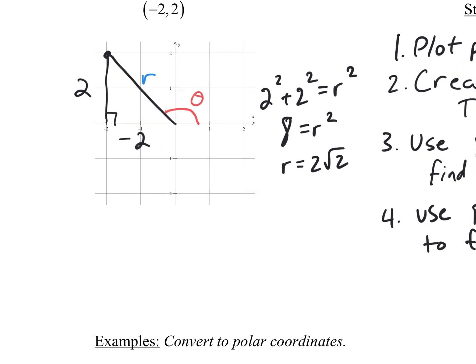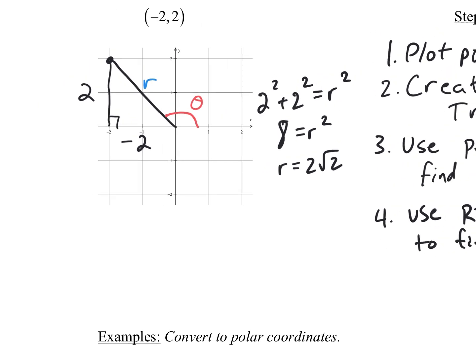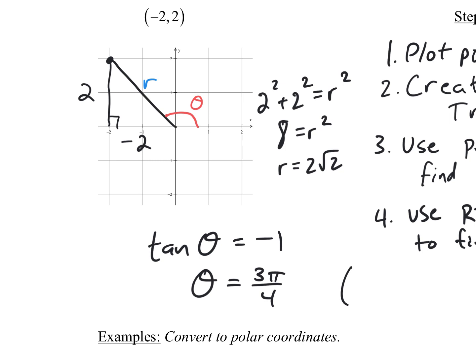So this is an angle that has a tangent. The tangent of theta equals -1, and it is in the second quadrant. This is a unit circle value. We know that in the second quadrant, tangent has a value of -1 at an angle of 3π/4. So our final answer here, our polar coordinates, will be an r value of 2√2 and a theta of 3π/4.